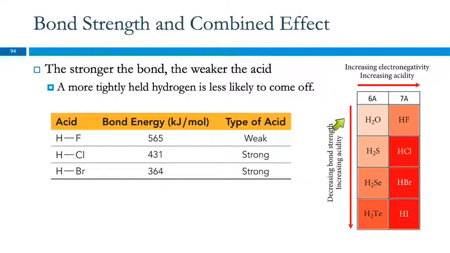So, if you're comparing hydrogen bonded to something else and you're going from H2O to HF, HF is a stronger acid than H2O because the fluorine is more electronegative. But if we're comparing H2O, H2S, H2Se, they're going to get stronger as you go down the group because these atoms, tellurium and iodine, are larger, and so the bond that they form with the hydrogen is weaker. And so it's much easier for that hydrogen ion to fall off.